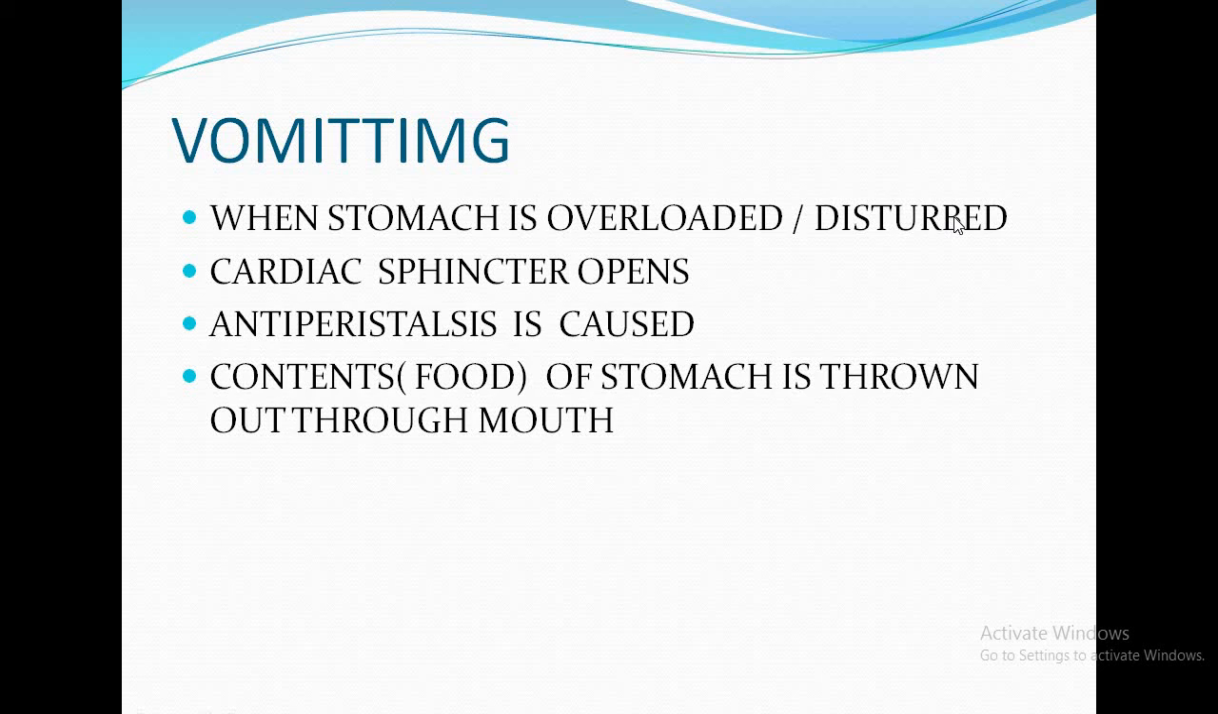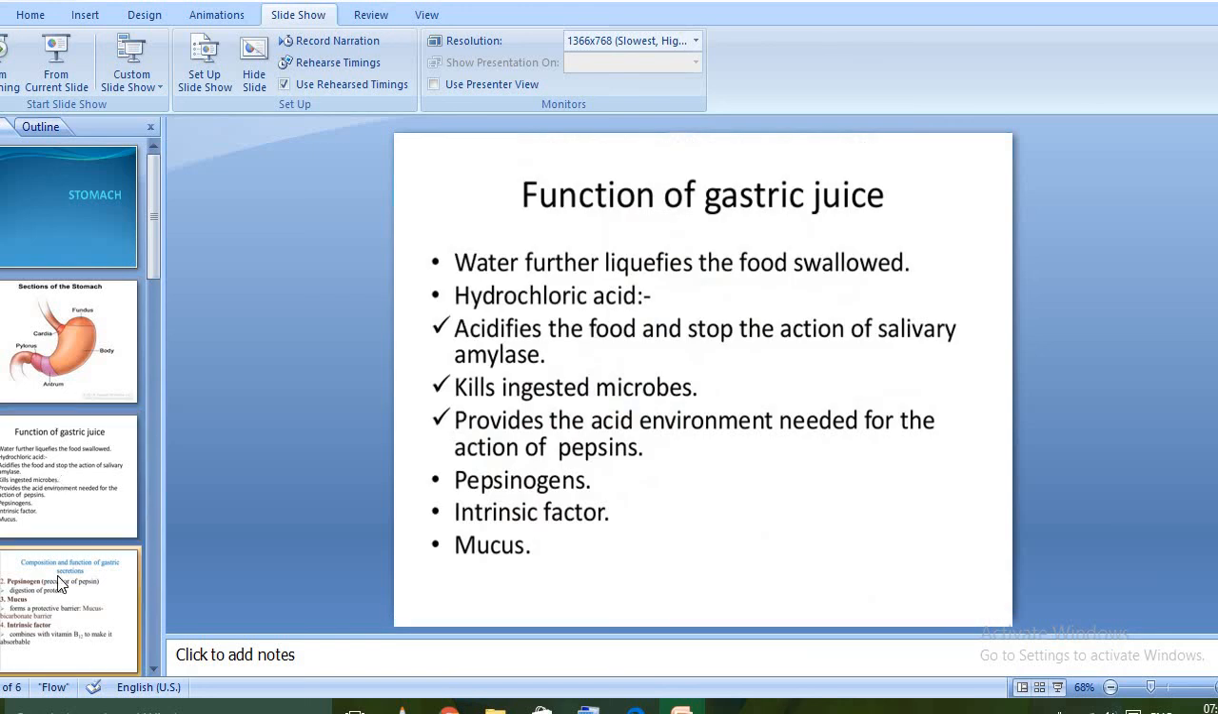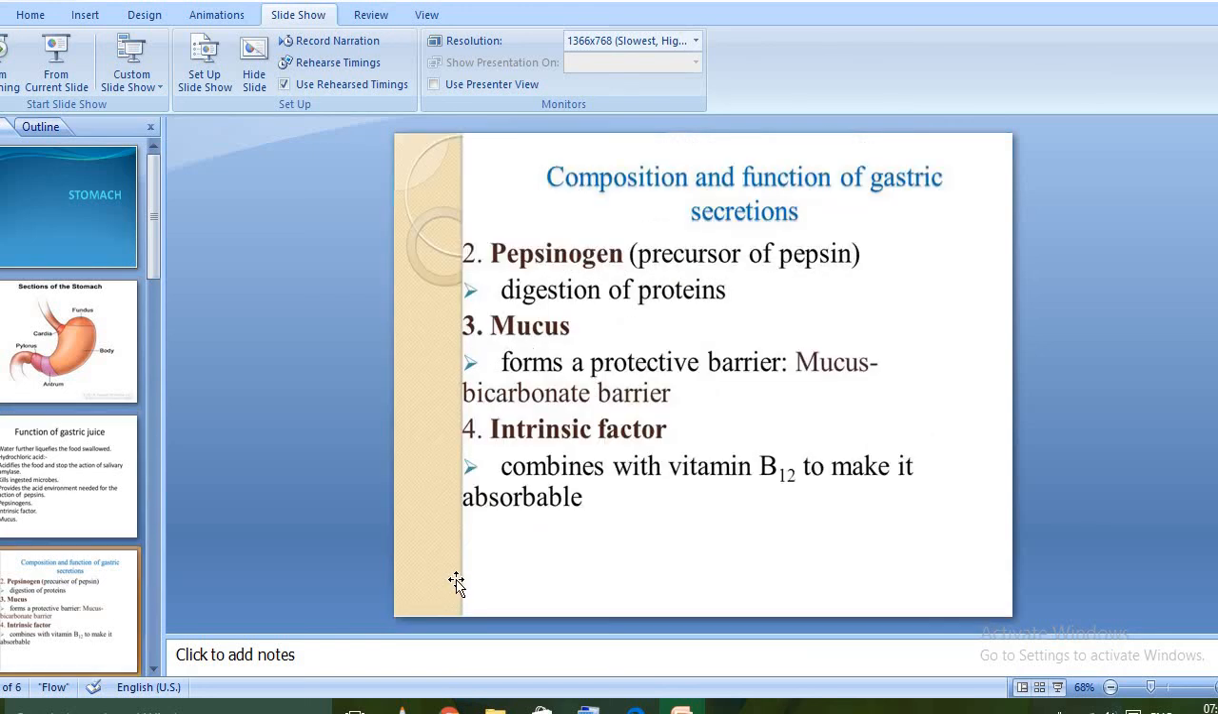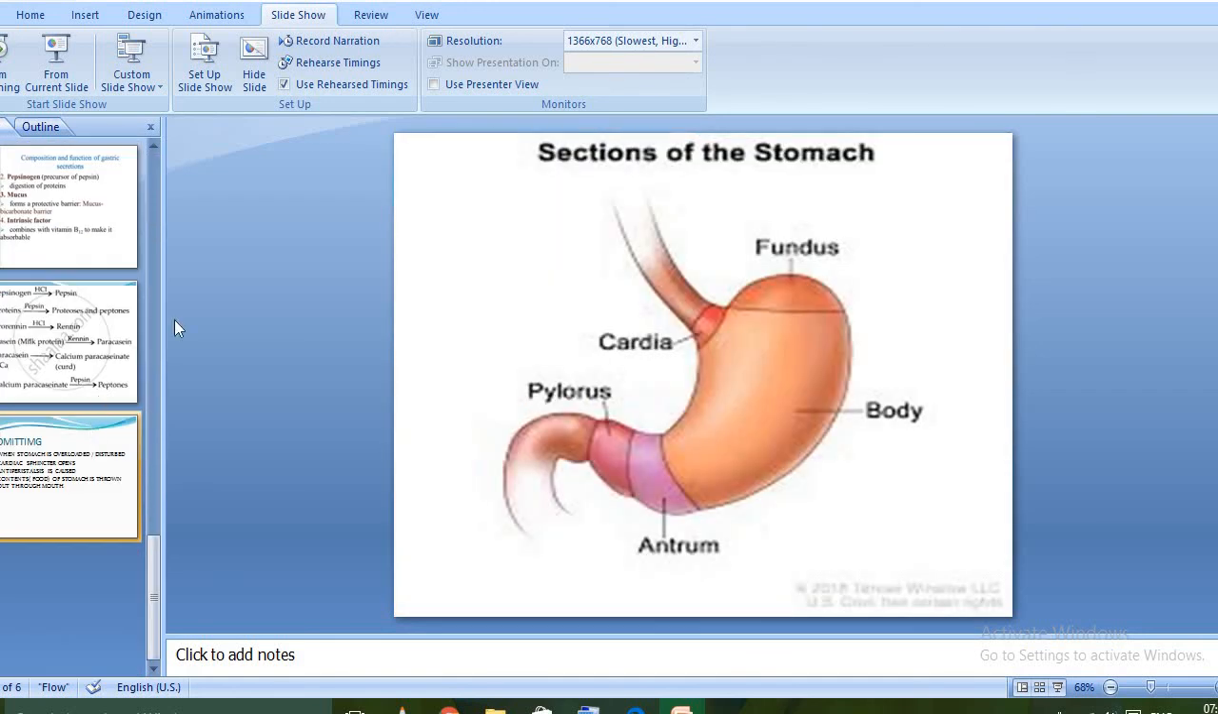Now, what is vomiting? When the stomach is overloaded or disturbed, the cardiac sphincter will open. And when the cardiac sphincter opens, antiperistalsis is caused in the esophagus, and the contents of the food present in the stomach are thrown out through the mouth. So this is known as vomiting. Now we must know about chyme. Chyme is a semi-liquid form of food which is acidic in nature and formed in the stomach.